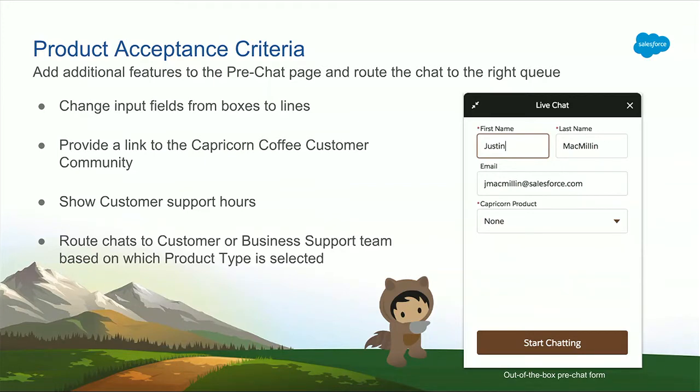Second, I want to provide a link to our customer community so that we can increase deflection and hopefully reduce the total number of chats, because while chat is more effective than phone, no chats are better than a chat. Third, we want to show what our customer support hours are, just so that we can clearly show additional information. In our current out-of-the-box pre-chat form, you don't have a ton of space to work with, so I wanted to be able to provide a link to that as well.